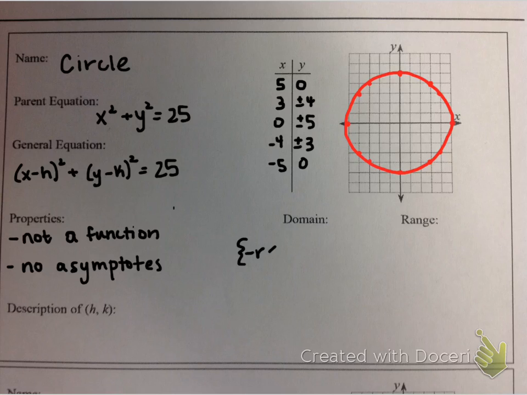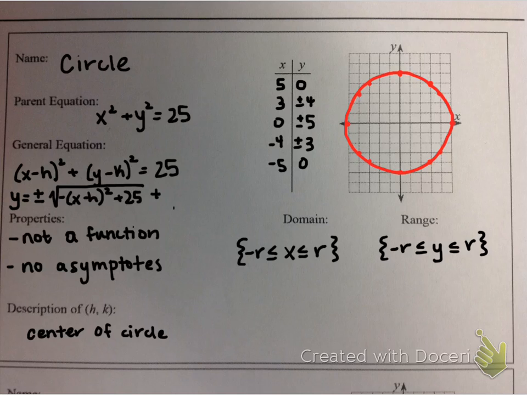The properties of a circle is that it's not a function, again, and there are no asymptotes, which both should be pretty obvious to you by looking at that picture. And the domain and range are the same. I go from the negative radius to the positive radius. So whatever that radius of my circle is, those are the values that my x stays between and the values that my y stays between. Okay? And the description of h comma k is the center of the circle. Notice that I also added again the y equals form of the general equation. So make sure you have both the center of the circle written down here and the y equals form of your equation up there.